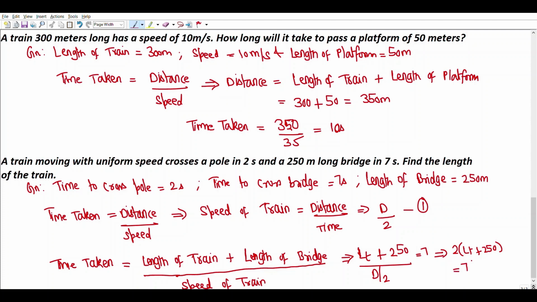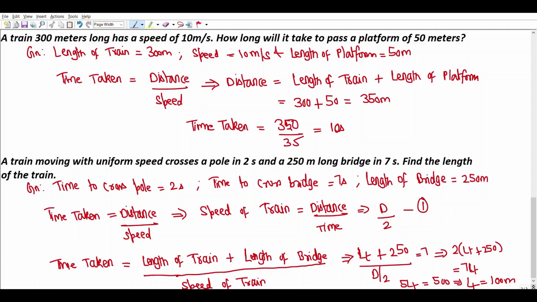So here d refers to the length of the train. Therefore, twice of LT plus 500 is equal to 7 LT. Therefore, 5 LT is equal to 500. LT is equal to 100 meters. So by solving this question, we found out the length of the train is equal to 100 meters.